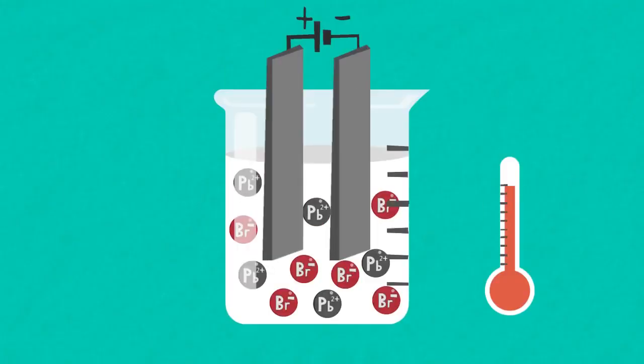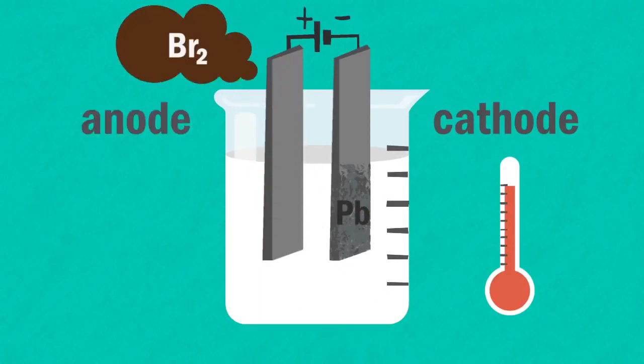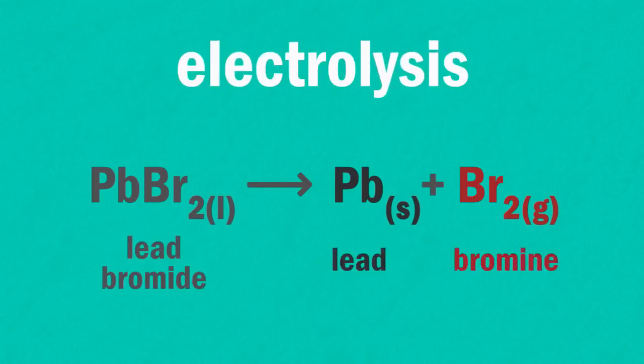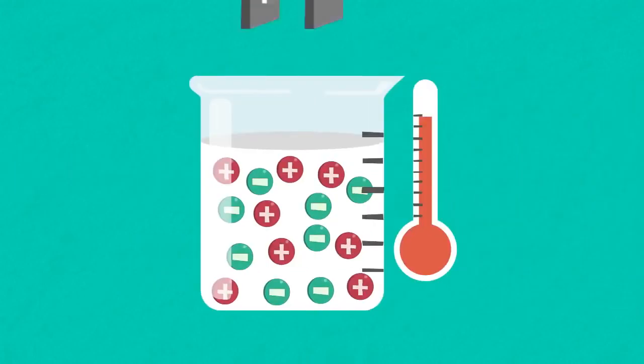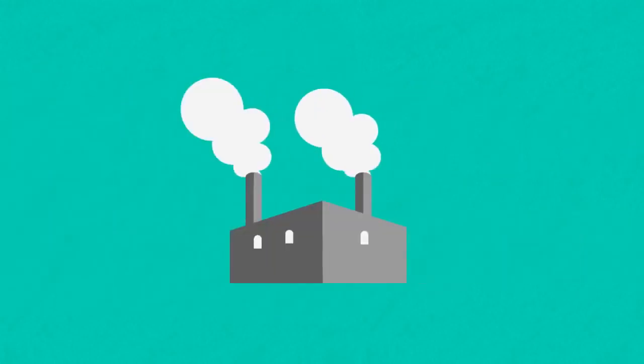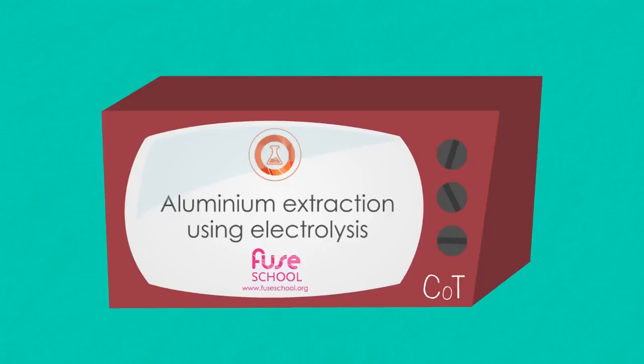Now, if you were to do this in a laboratory, you'd see silvery lead forming on the cathode and a brown gas being given off at the anode. This is bromine. The lead bromide has been decomposed into lead and bromine by electrolysis. So remember, electrolysis will cause any molten ionic compound to decompose into its elements. And the process is actually quite useful and is used a lot in industrial processes. One such example is the industrial extraction of aluminium from aluminium oxide, and it's explained in more detail in our lesson Aluminium Extraction Using Electrolysis.